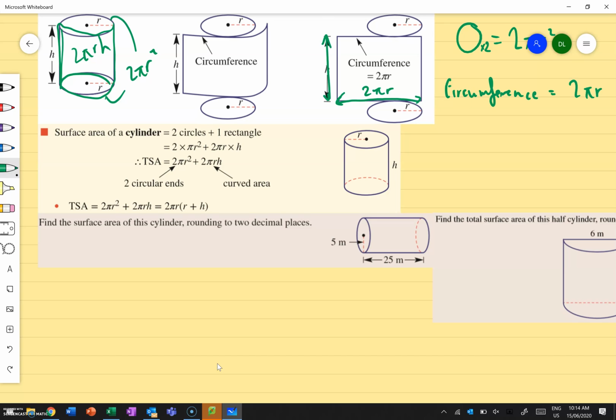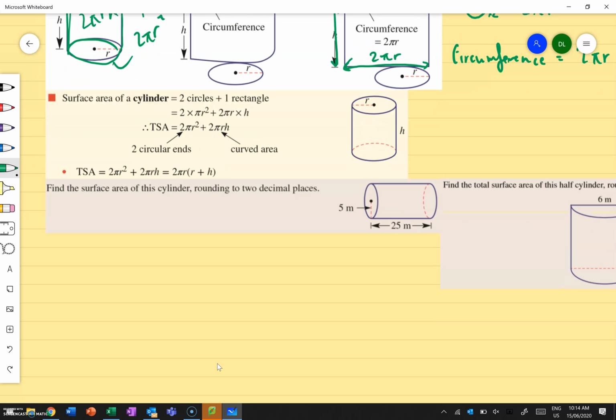So let's find the surface area of this cylinder, rounding to 2 decimal places. If I'm finding the surface area, I have the area of the circle, so let's go ahead and do that.